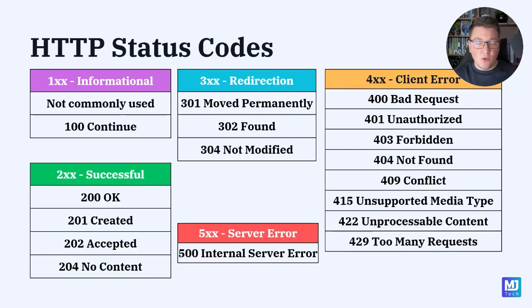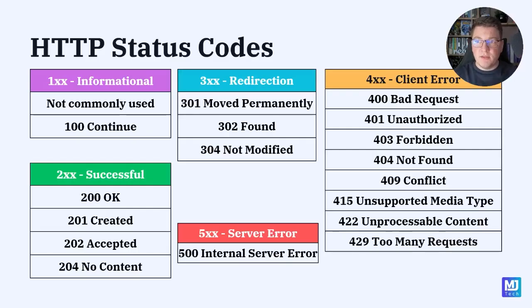Lastly, we have status codes in the 500 range. These are server errors, and probably the most popular one and the one that makes you the least happy to see is 500 internal server error. This means that the request you sent is syntactically correct, the server tried to process it, but something went wrong and we don't know what, so we are replying with a 500 internal server error.